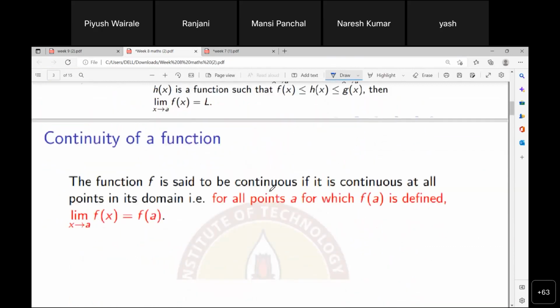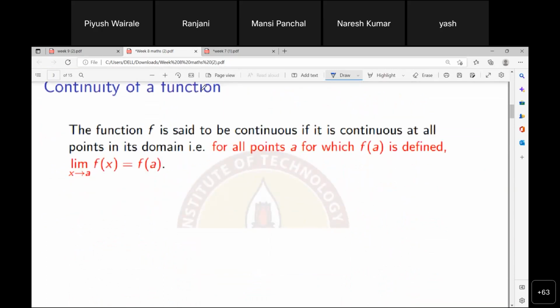Now what is a continuous function? A function is said to be continuous if it is continuous at all points in the domain, for all the points for which f is defined. Here you can see f of a is defined. If I consider the previous example, x square minus 10 upon x minus 3, limit x tends to 3, here I will get the limit 6, right? But it is not equal to f of a. So for this particular function, the limit exists, but it is not a continuous function at x equals to 3.